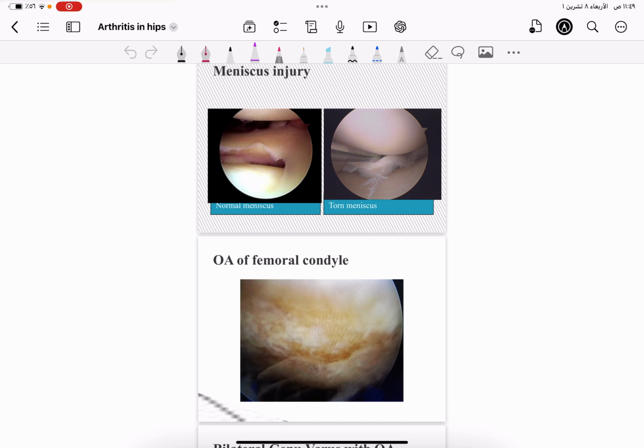You can see the cartilage is now gone. What's the yellow one? What's the yellow? The bone. Yeah? And you can see that's eroded down to the bone, and what's left is a few bits of cartilage here and there. Yeah? So that's how it looks if you do an arthroscopy on this side.